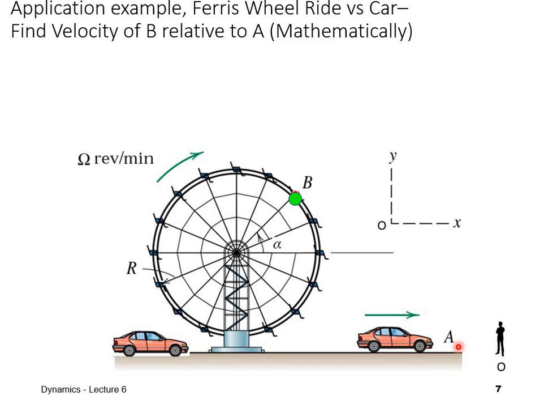This is another example of relative motion. There is a Ferris wheel. Let's say there is a Ferris wheel over here in the amusement park, and then there is a vehicle moving on the ground from this position, moving to the right hand side to position A. There is somebody at point O looking at both the Ferris wheel and the car motion.